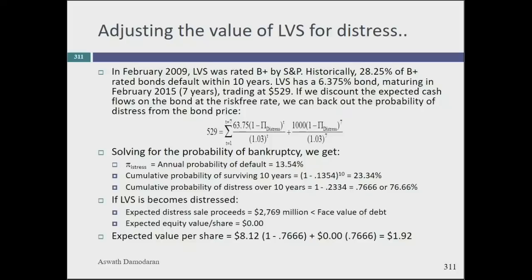Remember, the terminal value is in year 10. If I have a 13.5% chance of failing every year, to make it to year 10, here's what I need to do. There's an 86.6% chance in year 1, 86.6. So I've got to live through 10 years. And if you take the cumulative probability, if I trust the bond market, it's telling me there's a 23% chance I will make it. And if I make it, the value per share is $8.12.